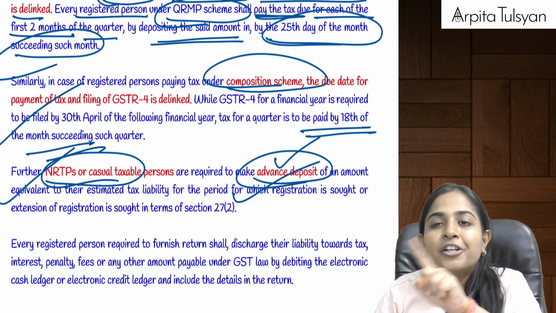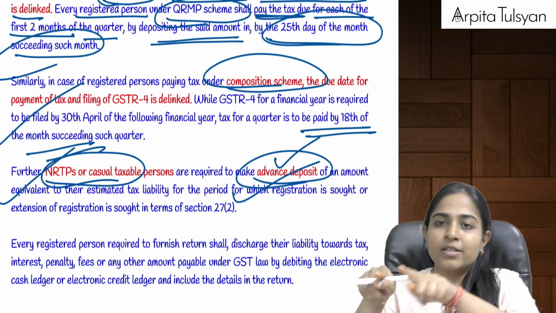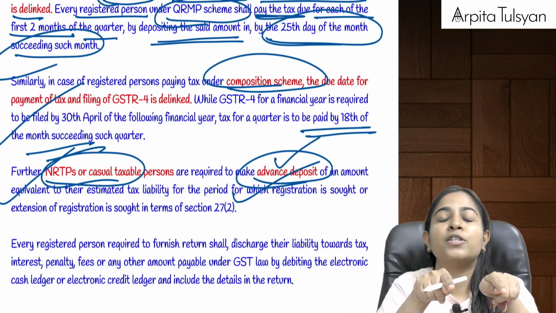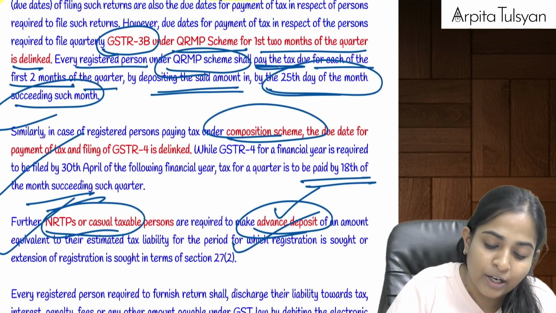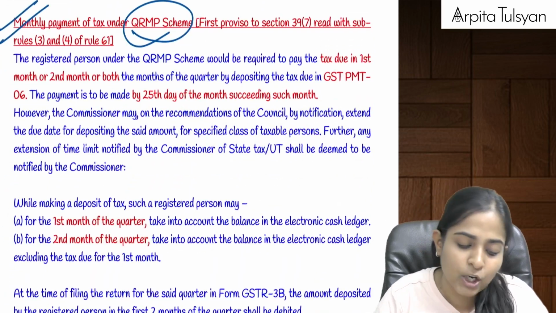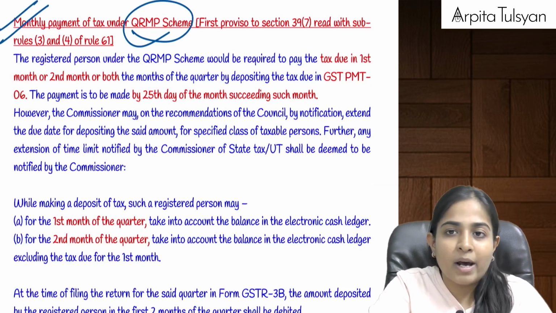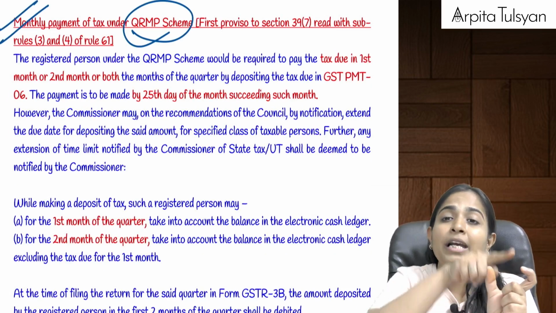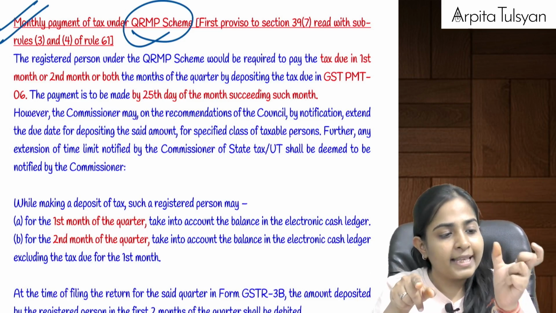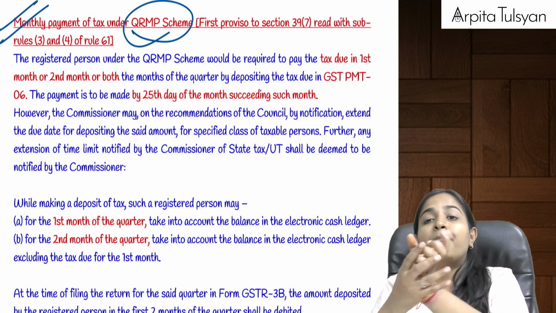That is for the first 2 months. For the third month, the quarter is going to get over, so the due date will be 22nd or 24th of the next month. But for the first 2 months of the quarter, the due date is going to be the 25th of the next month. Let me give you an example for QRMP people. Let's talk about April to June. If they have opted for the QRMP scheme, for the month of April only payment by using a challan will be done by 25th of May. Then payment for the month of May will be done by 25th of June. Then payment for the month of June.